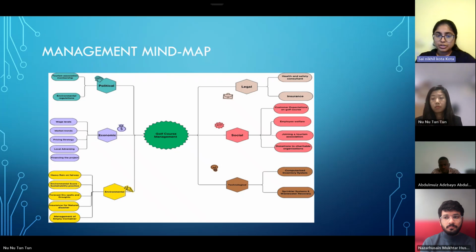Coming to the last, the legal factors, which are the health and safety consultant and the liability insurance, ensuring the insurance claims for the golf course regarding natural disasters. We also decided to hire a health and safety consultant in year six to encourage employees to take responsibility for their own safety and the safety of others. Thank you. Now, Nuno will be continuing with the presentation.